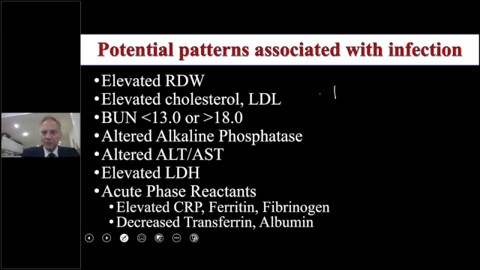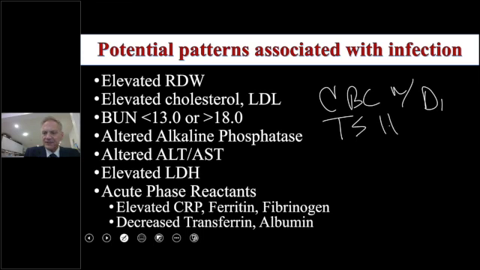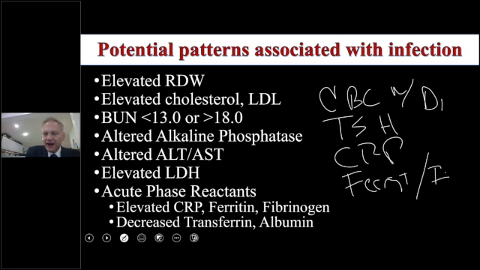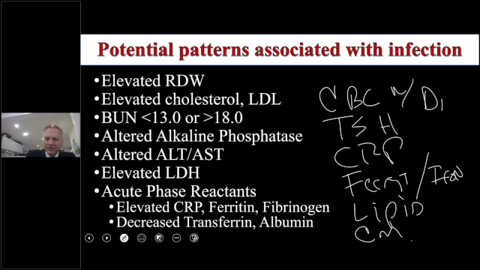Number one, of course, we're going to do CBC with differentials, right? Number two, I'm going to order a TSH. I'm going to order a CRP. I'm going to order a ferritin, minimally a ferritin and an iron, just like that. You really have to consider running those. And I'm going to get a lipid panel because I want to look at these things if I'm trying to figure out if somebody has an infection. And I'm also going to do a CMP because sometimes you can see those liver things going on.